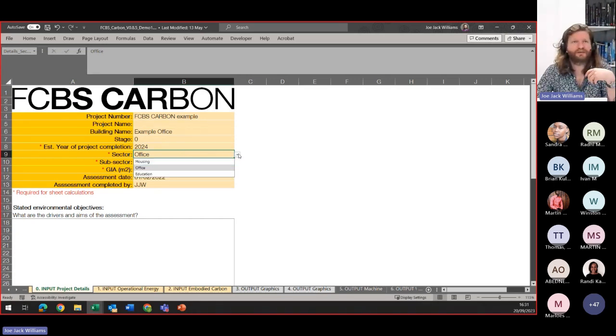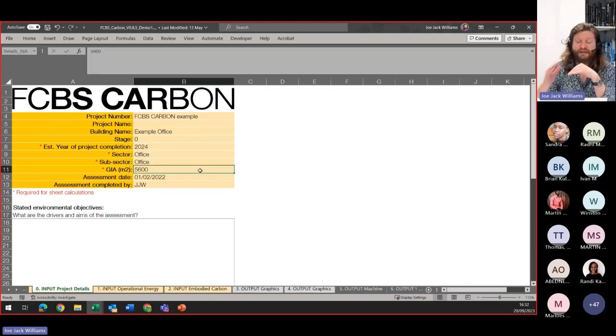This is our internal one, so it's got just a limited number of sectors in. So we think it's going to be finished in 2024. We think it's an office building. We think the gross internal area, then this is all floors, not just one floor, will be 5,600. And I did this one apparently last year, probably because I've been adapting and copying it for years.